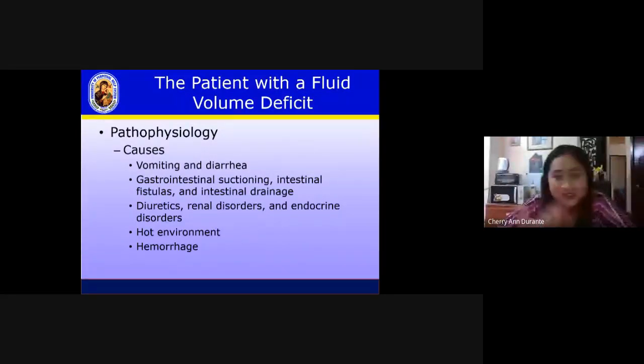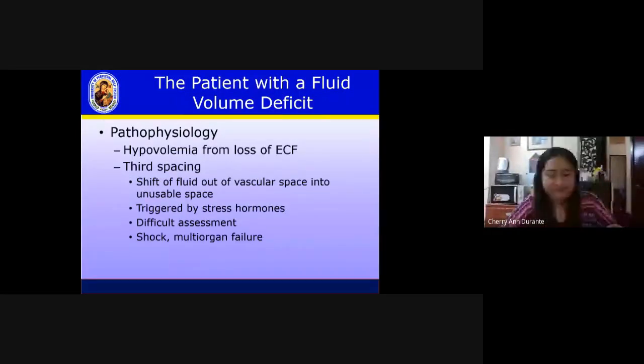So, nabanggit na natin yan kanina. Okay, so, hypovolemia will result, kaya nga fluid volume deficit. So, your medical term for that is hypo, meaning decrease. Volume means, the level or the amount. And then your emia is blood.